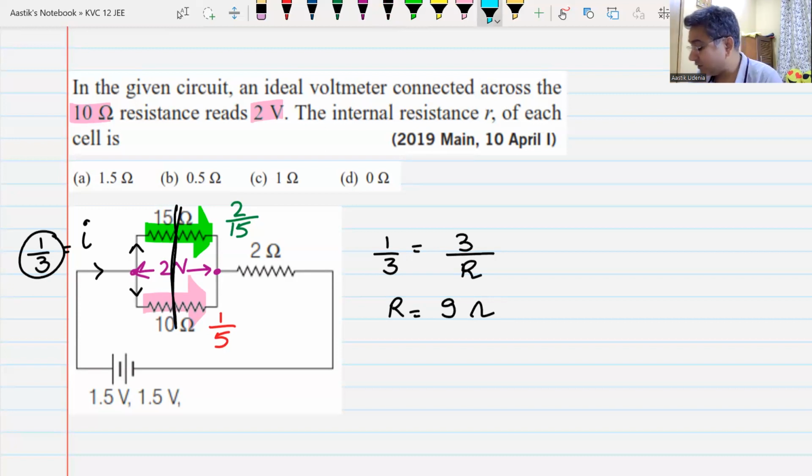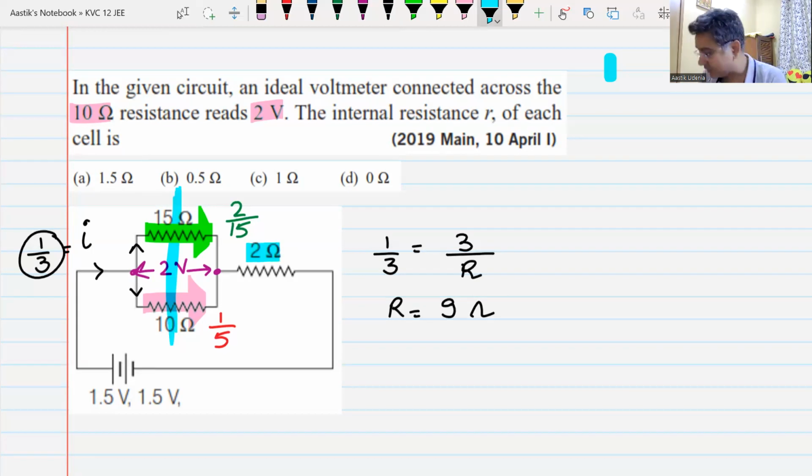These two are in parallel. So what is the effective resistance of these two? 15 and 10 in parallel? 6, sir. 6 and 2 are in series, sir. So how much becomes the resistance? 8, sir.